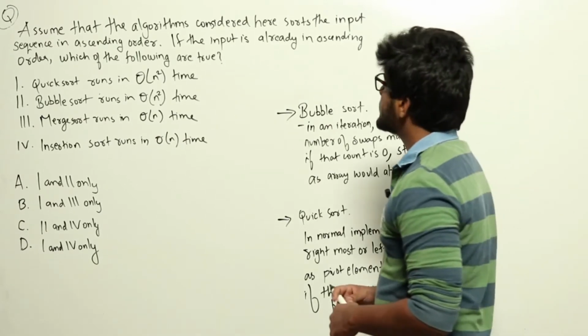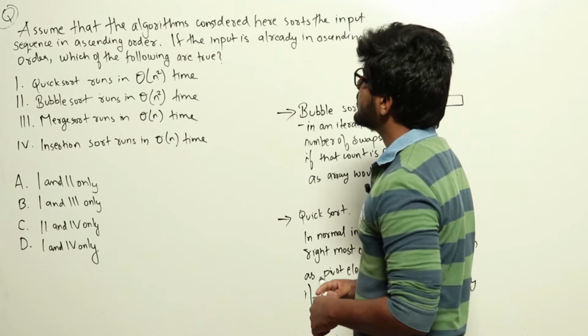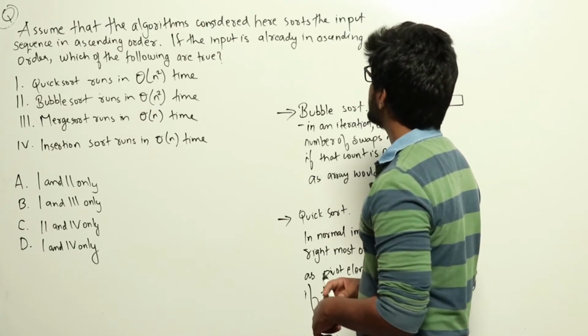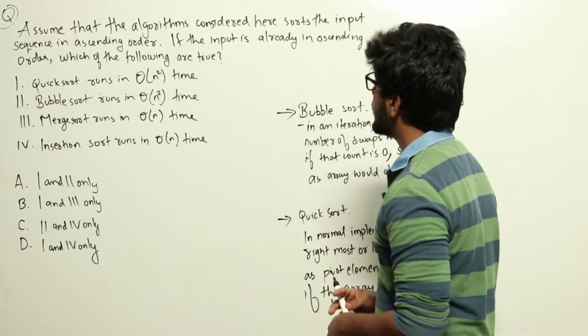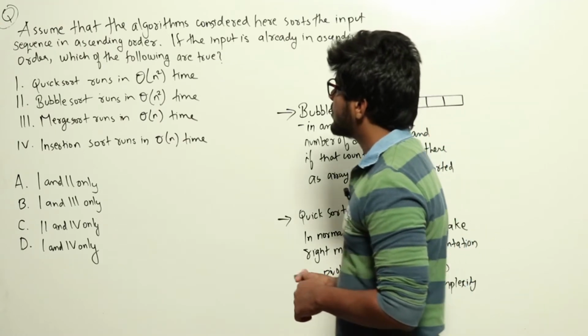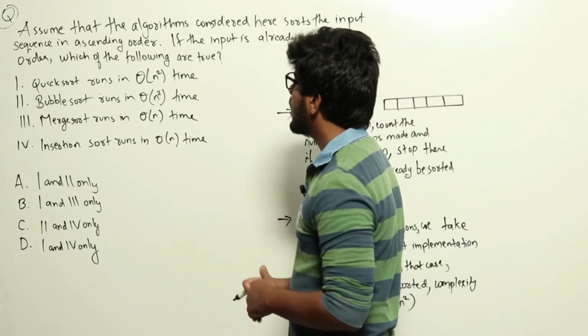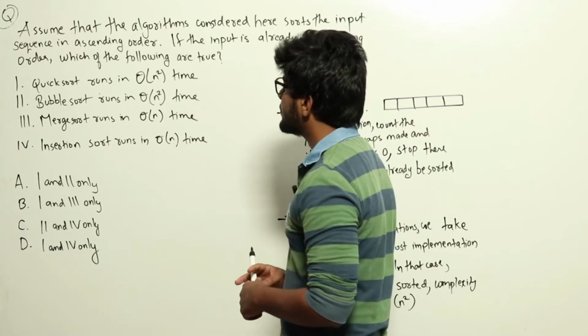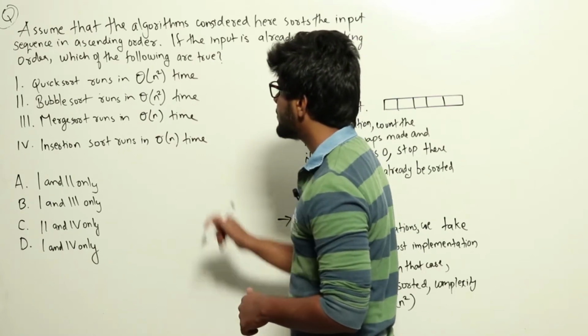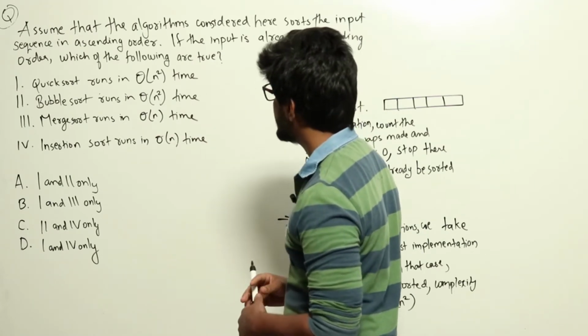Assume that the algorithms considered here sort the input sequence in ascending order. If the input is already in ascending order, which of the following are true? 1. Quicksort runs in theta n square time. 2. Bubblesort runs in theta n square time. 3. Mergesort runs in theta n time. 4. Insertion sort runs in theta n time.